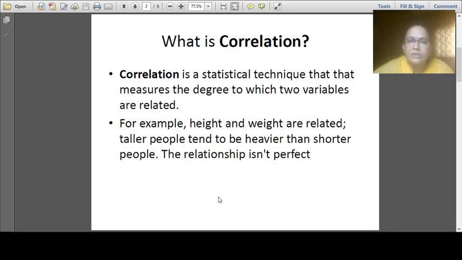Let us try to understand the meaning of the word correlation. Correlation is a statistical technique that measures the degree to which two variables in a database are related. Consider a database having multiple attributes. Now we want to understand which two attributes, out of all the attributes, are very much related to each other. So correlation measures the degree of dependence between two attributes.